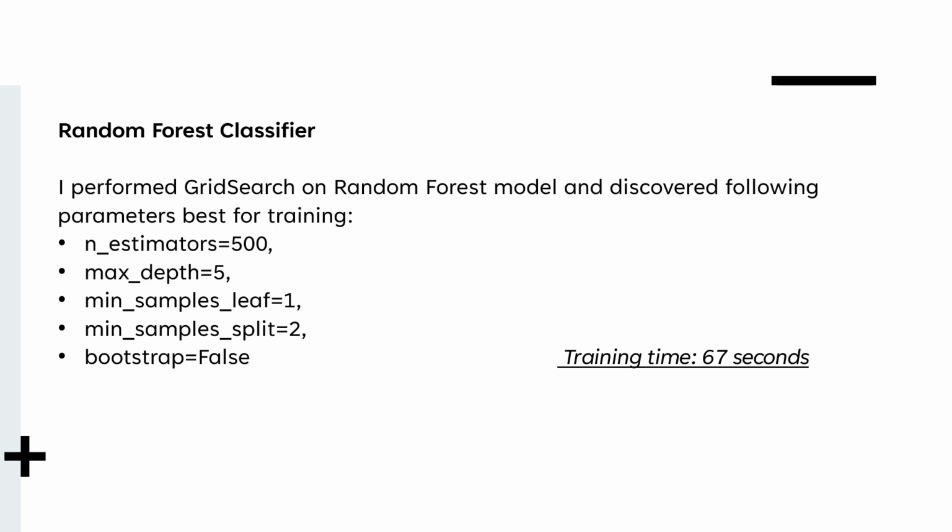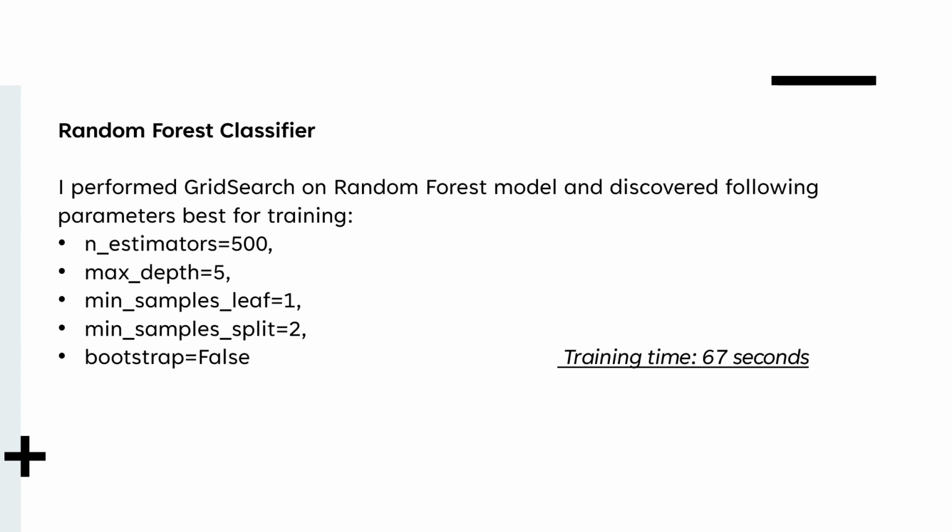In the random forest classifier, I have performed a grid search and found that the following are the best parameters for the training. The N estimators, which provides the number of trees in the forest, is 500. Maximum depth, which describes the maximum depth of each tree in the forest, is 5. Minimum samples leaf, which indicates the minimum number of samples necessary to be at a leaf, is 1. Minimum sample split, which describes the minimum number of samples needed to split the node, is set to 2.